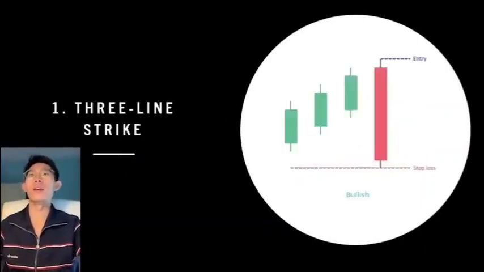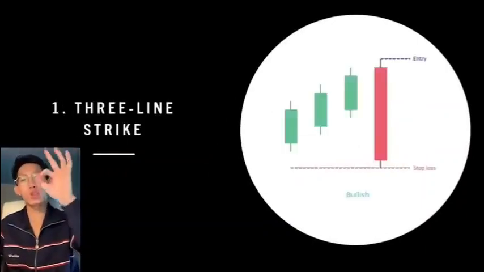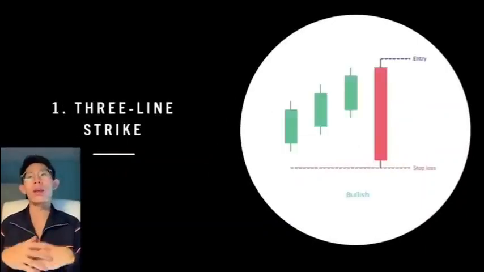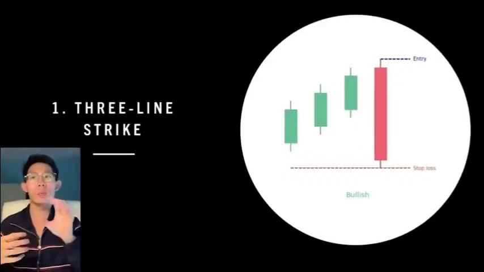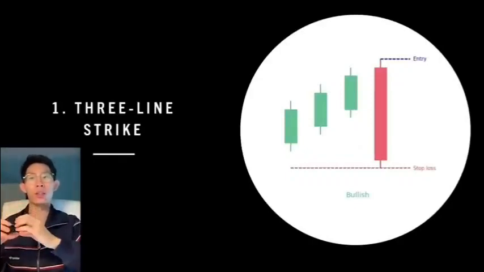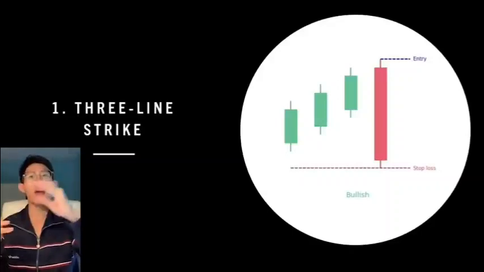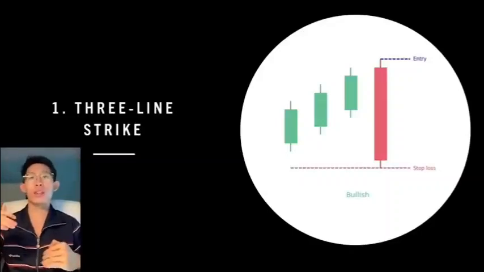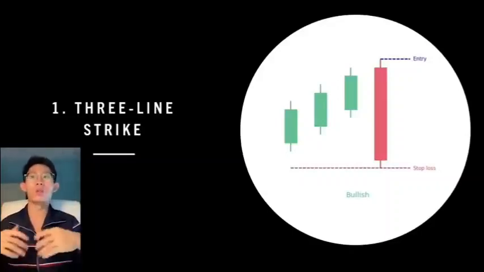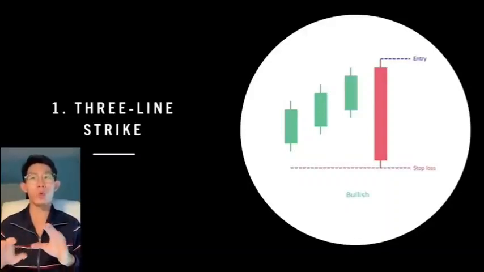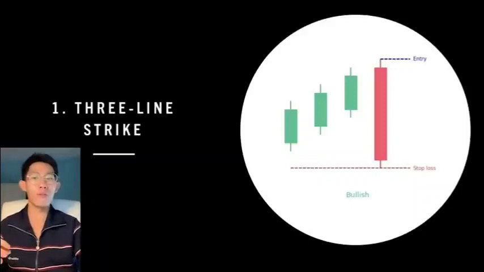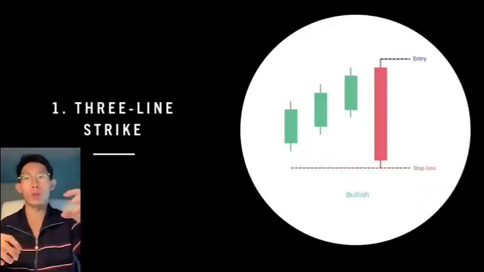Number 1 is your three-line strike candlestick pattern. The three-line strike candlestick pattern is basically three subsequent candles in a certain direction and then an engulfing candle in the opposite direction. So this candlestick pattern does not work 100% of the time, so make sure you watch out for other confluences before you enter for the trade.